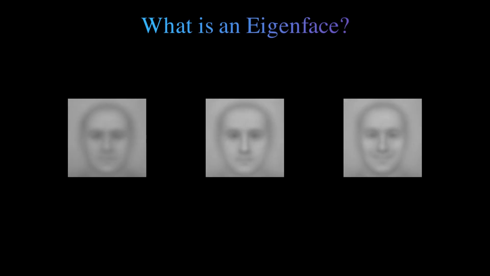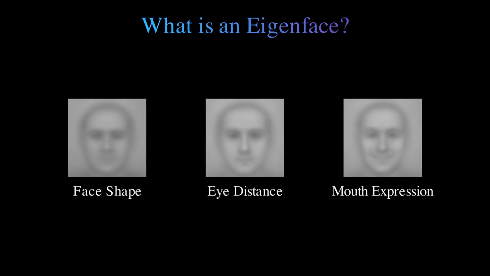So what do these most important directions look like? They look like blurry faces. We call them eigenfaces. Each one captures a unique type of difference in faces, like face shape, eye distance, or mouth expression. These aren't actual faces. They are the building blocks computers use to describe real ones.